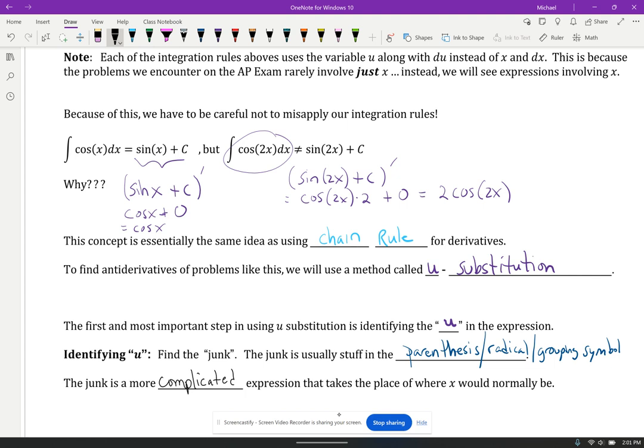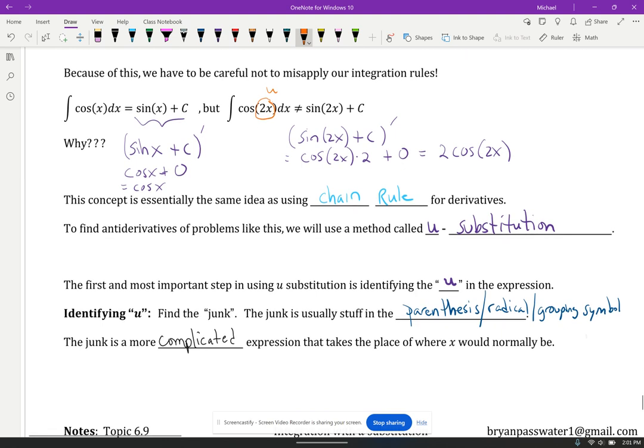So whenever you see, for example, in this example that he gave us, this would be my u, because if it was just an x, that would reduce it to this, and I could take that antiderivative, right? So we're looking for an inside function that's making my integral more complicated, and we're going to replace it with this u in order to be able to take the antiderivative using one of our rules that we know how to use. Okay, that's going to be our goal.